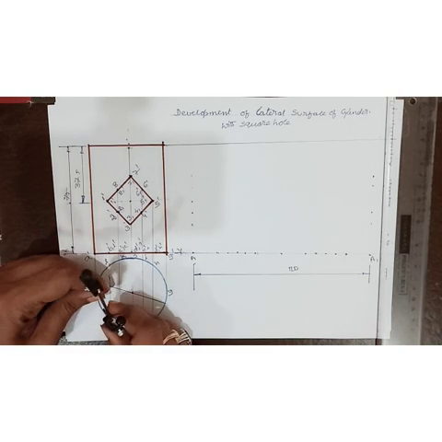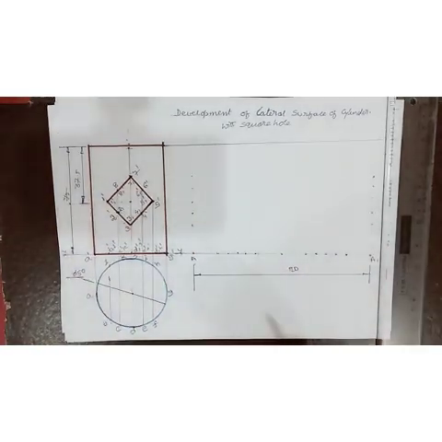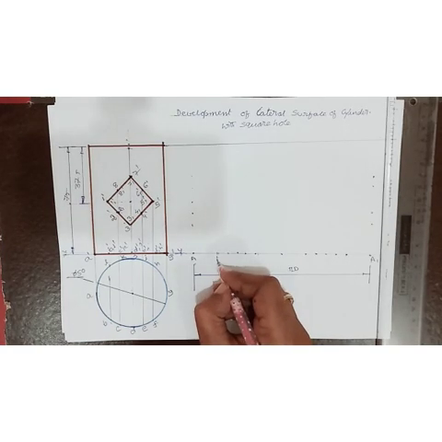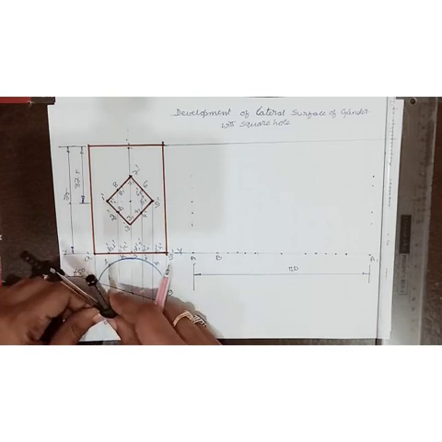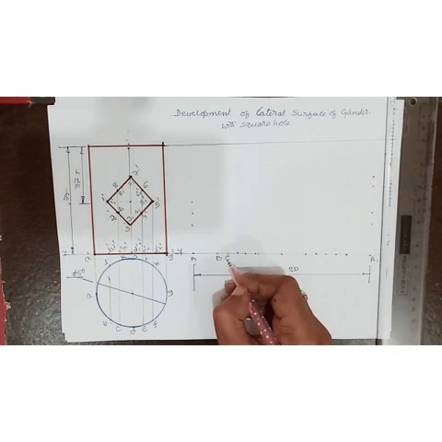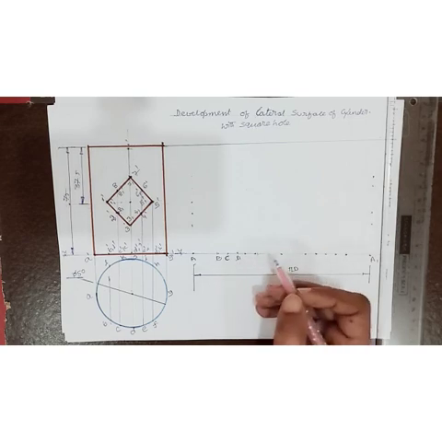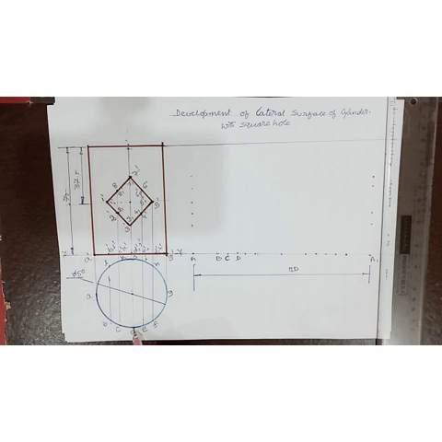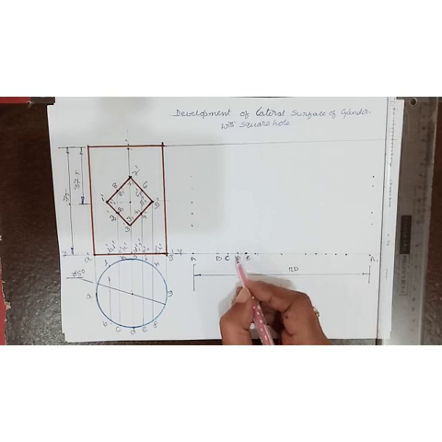Say AB as a radius, A as a center, so that you will get B point. Then BC distance, BC, then this becomes D automatically. CD distance and DE distance is same. Locate E, and CD distance is DE.